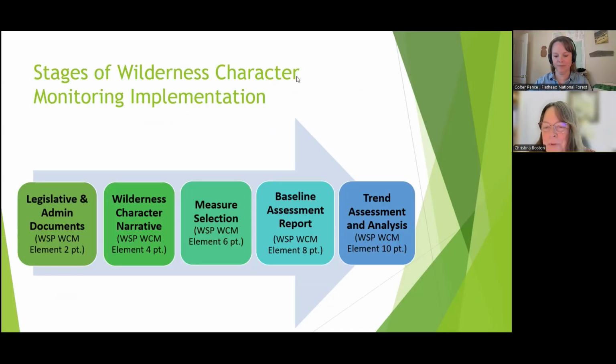As a refresher, I wanted to share this with you. It's a linear progression of the stages of wilderness character monitoring implementation as laid out in the steps identified in the wilderness character monitoring element in wilderness stewardship performance. In practice, some of these steps may be overlapping or happening simultaneously. In this presentation, we'll be focusing on the product of the second and fourth steps in this progression, the wilderness character narrative and the wilderness character monitoring baseline assessment.